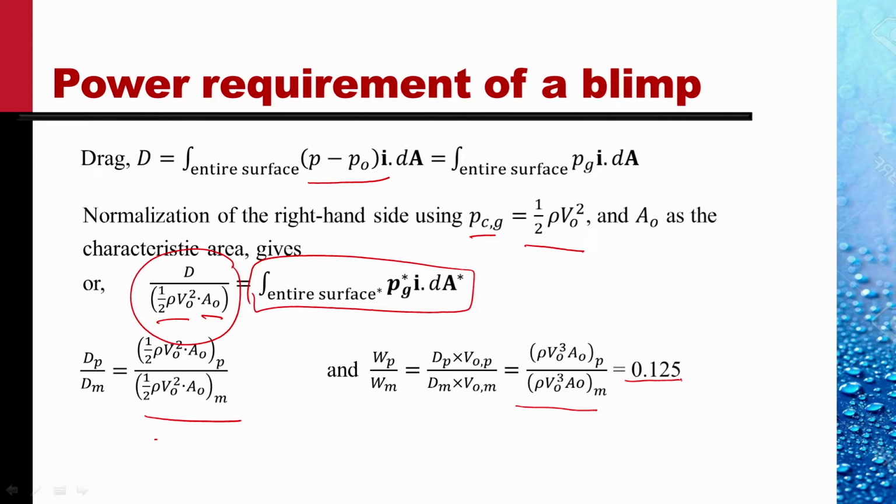Why is this so? This is largely because the model is moving in water, and the water is a lot denser, almost 1,000 times denser, and therefore you'll need to do a lot of work and spend a lot of power in moving the blimp at a similar speed.